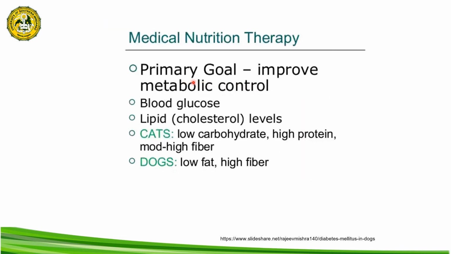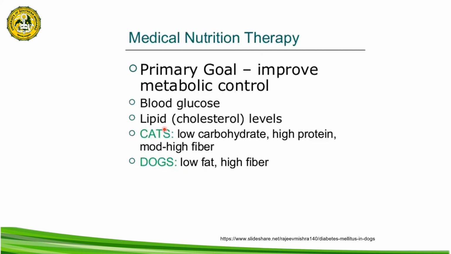So the primary goal of the medical nutrition therapy is to improve the metabolic control, to maintain the blood glucose level as well as the lipid or cholesterol level. In humans and dogs, increased amounts of fiber will slow the rate of glucose absorption from the intestine and will minimize the postprandial fluctuations in the blood glucose. This will allow better glycemic control and correction of obesity.